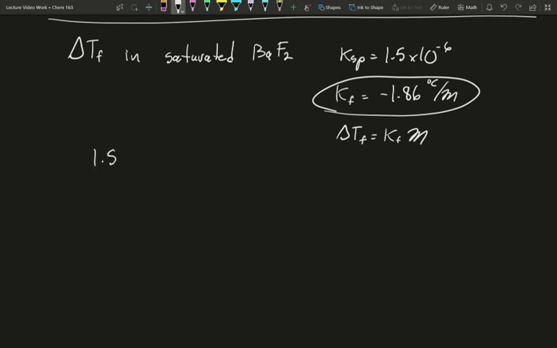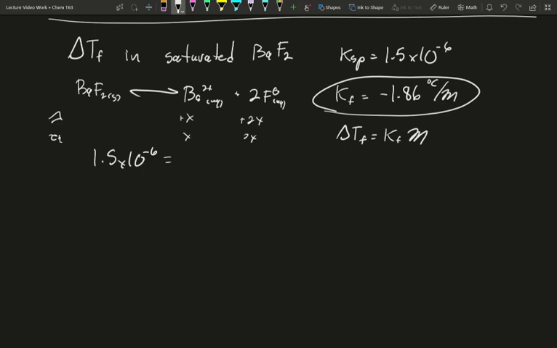For this, my Ksp is 1.5 times 10 to the minus 6. My barium fluoride solid is in equilibrium with the Ba2+ aqueous and the 2F- aqueous. So initially there's none, there'll be some change, we'll gain x and 2x, and we'll reach equilibrium where we'll have x and 2x for our ions. So our Ksp is going to be equal to the barium concentration to the first power, the fluoride concentration to the second power.